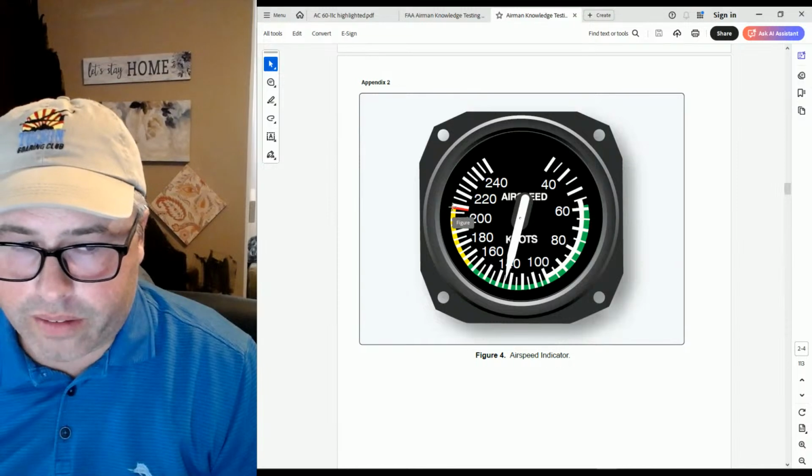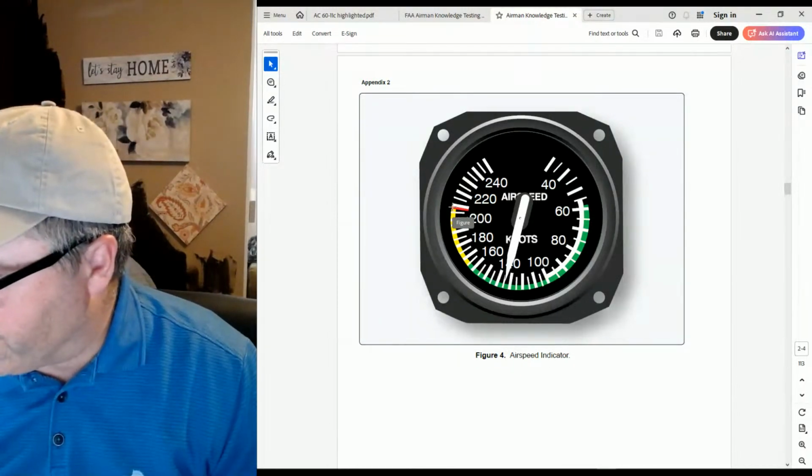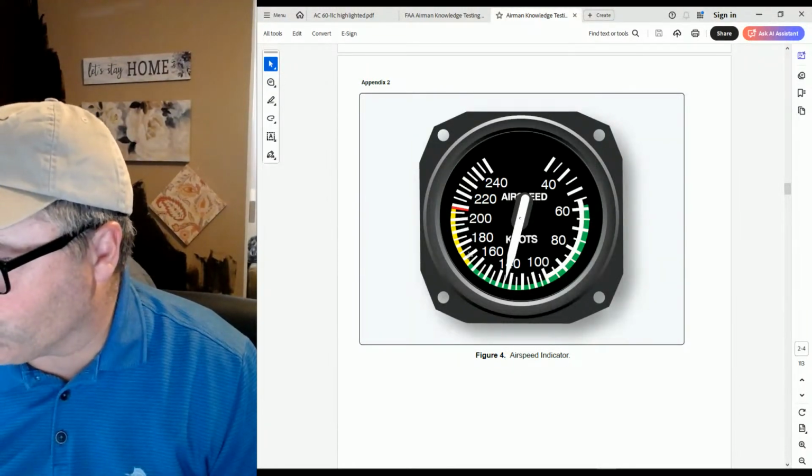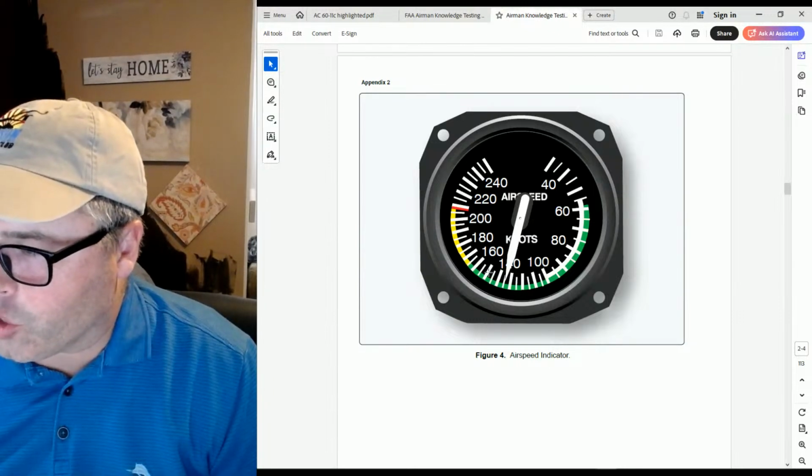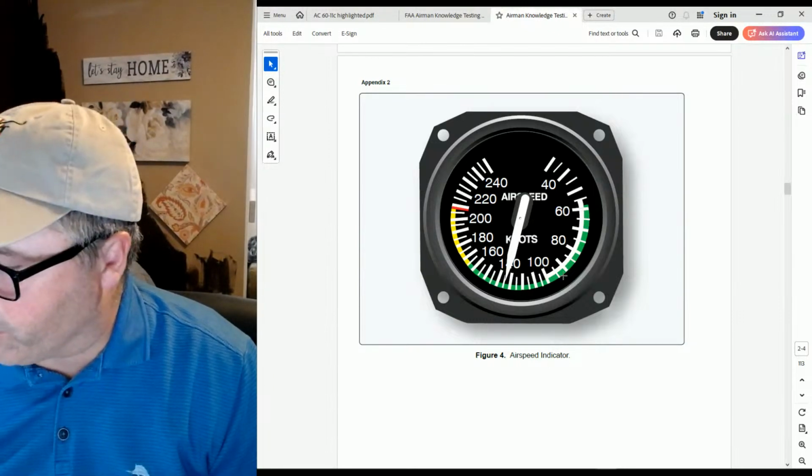That's your red line, VNE. Okay. And then the last one, maximum structural cruising speed. So that's actually the transition. Okay. The green arc is your normal operating range.